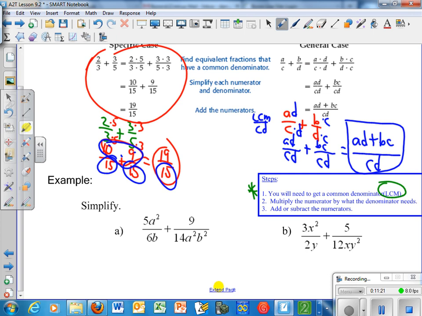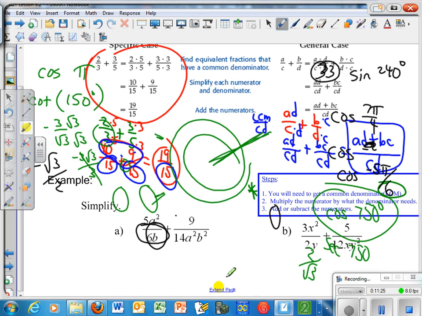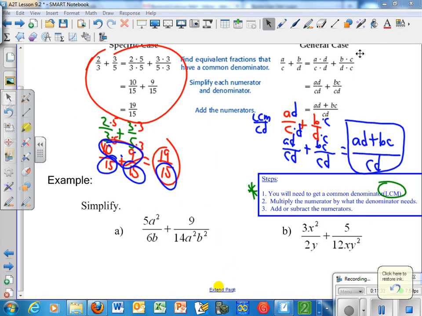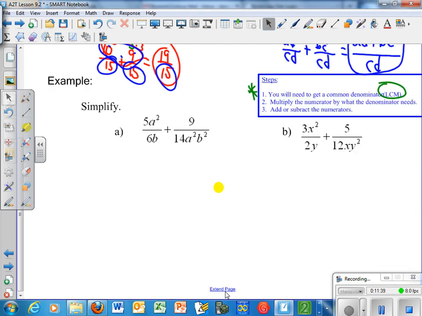All right, so let's actually extend the page here a little bit, sorry about that. And let's erase my little highlight that got on there.